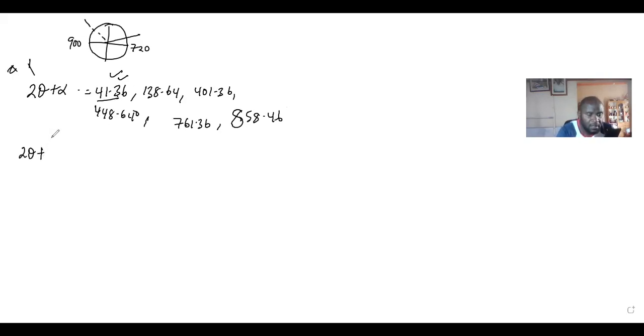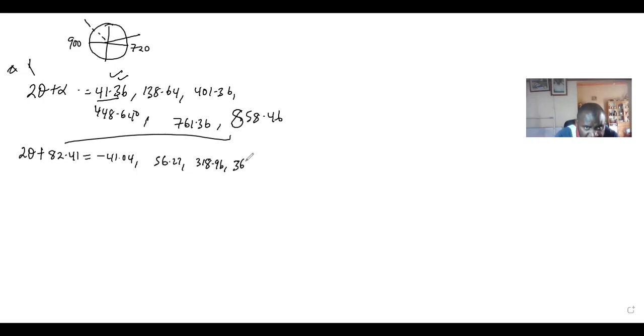Okay. Now our alpha was what? Our alpha was 82.41. And as we had subtracted, we had attained the following: negative 41.04, 56.22, 318.96, 366.23. Now, that was after subtracting off the alpha.